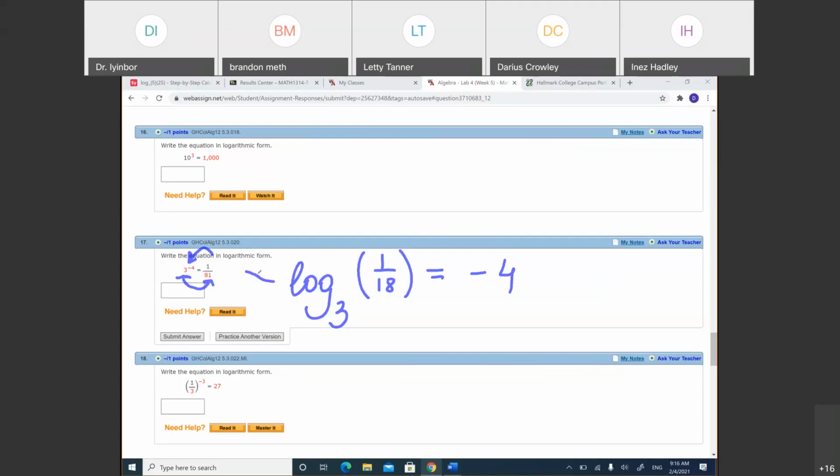Is it supposed to be 18 or 81? Oh, that's right. Yes, yes, yes. Thank you. It's 81. I don't know why I switched it. Am I getting dyslexic or something? I don't know. Thank you. Yes, it's 81.